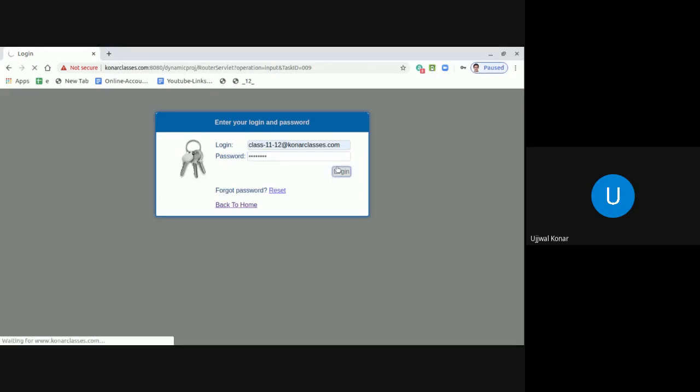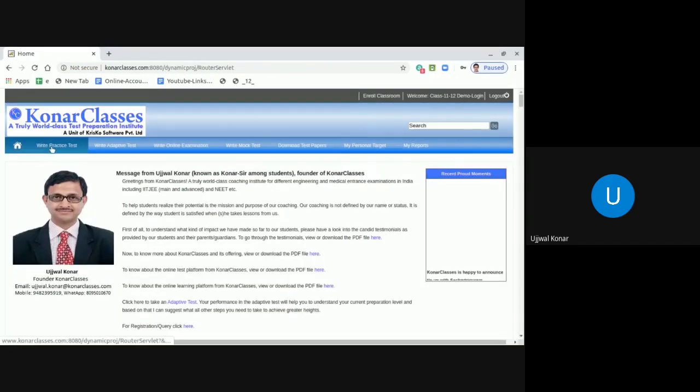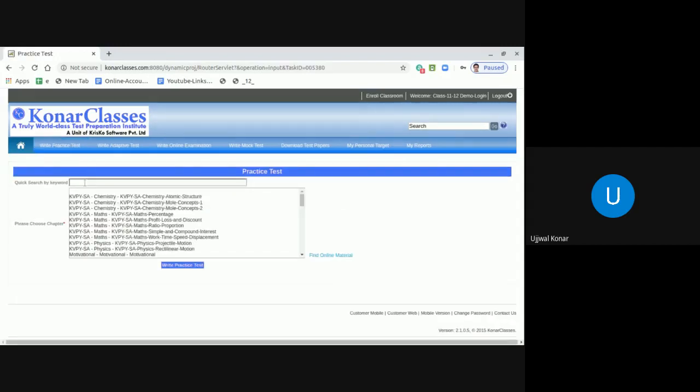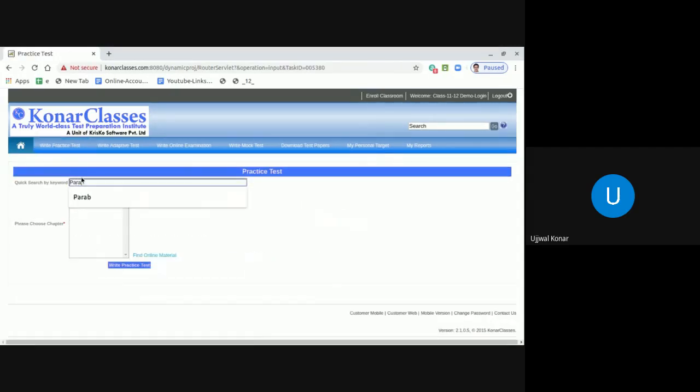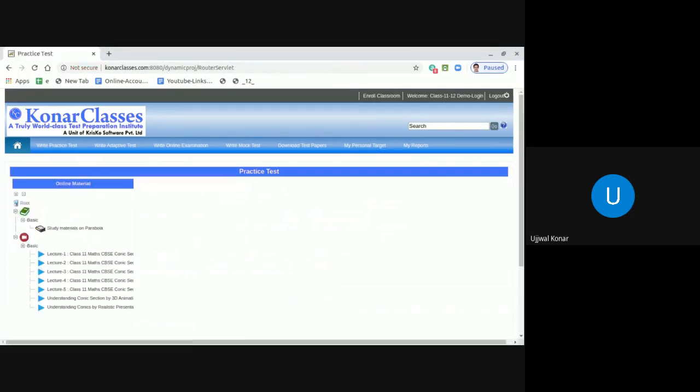After successful login, dear students, you click under the practice test, and then in the quick search by keyword, just write parabola. After selecting parabola, you just click on find online material, and after that, dear students, you will get a lot of videos available. But look into this 3D animation, understanding conic section by 3D animation. I'm just going to play this 3D animated video.